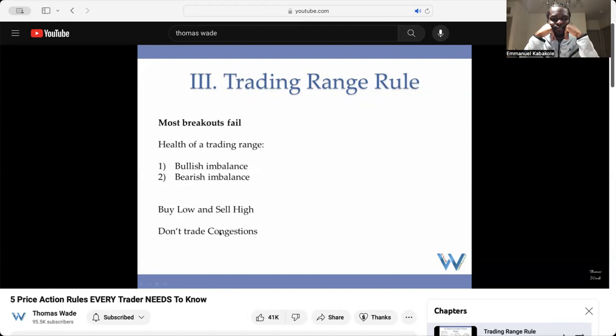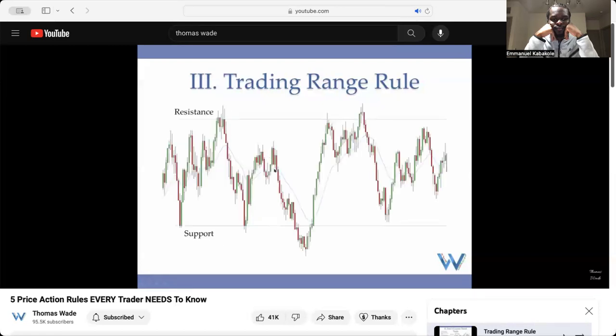Congestion is just a small pattern of a trading range, and you want to avoid trading these congestions. That's a price action rule, trading range rule, because congestion is just a micro little trading range, and the price gets too indecisive there, and you want to stay away from these trades. Price is swinging up and down, up and down.